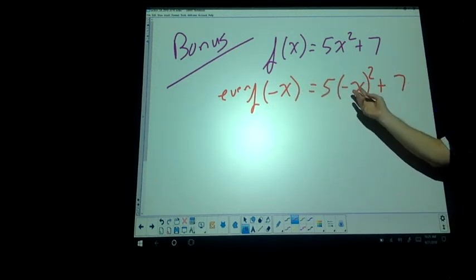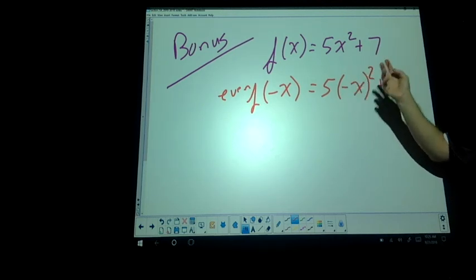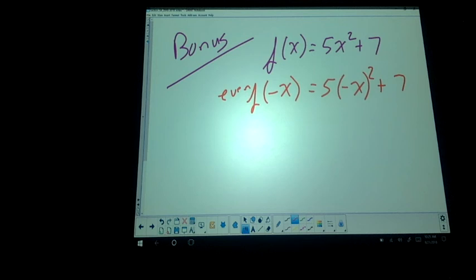Okay, so if I take that negative x, that's in parentheses, that's squared. So what's negative x times negative x? It's x squared, right? So if I do the math on this, look what I get. Is this the same as this? Yeah. That means it's an even function. Okay, does that make sense?